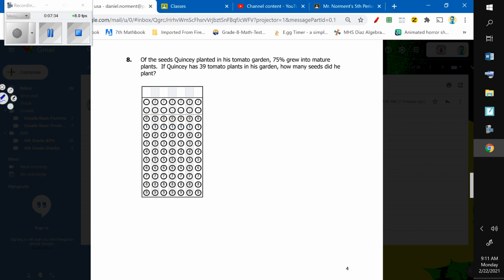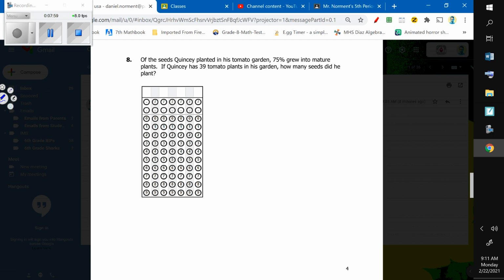If Quincy had 39 tomato plants, how many seeds did you plant? So this is 75%. So what's the other 25%? Ooh, this is another tricky one. Golly. And you guys are about to walk in too. 75% grew into mature plants. Okay.